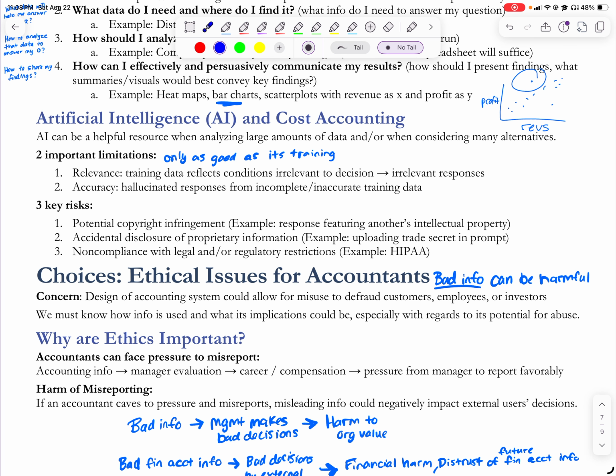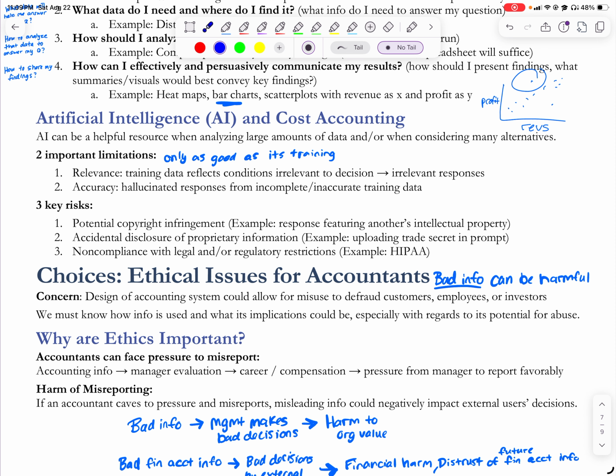Another resource that has become popular to use with large amounts of data, to make sense of large amounts of data, would be artificial intelligence. And AI can be useful in making sense of a large amount of data, but there are important limitations to bear in mind. Essentially, when using AI, you should always remember that the model and its responses will only be as good as its foundational training, as the foundational model. It's only as good as what it was taught.